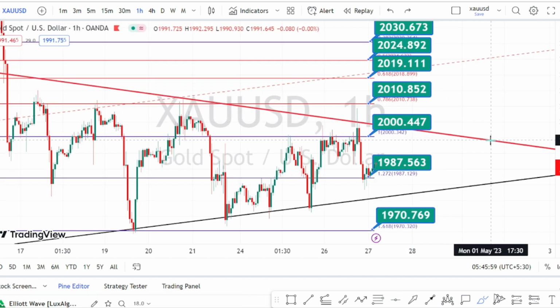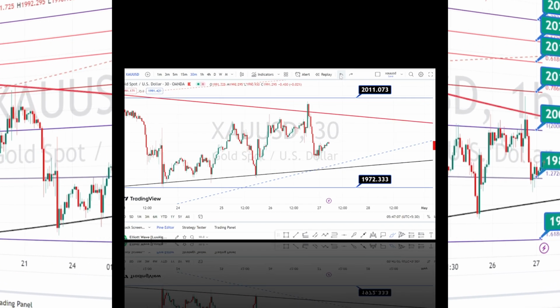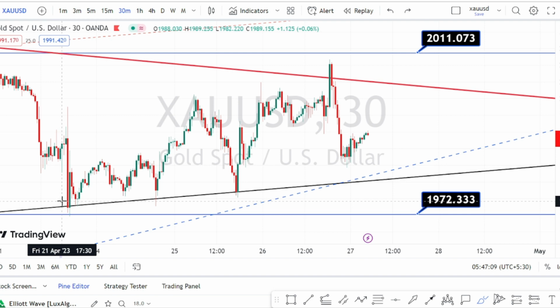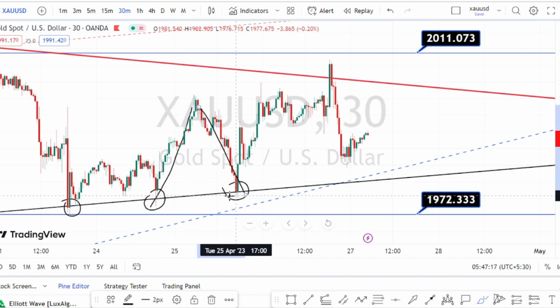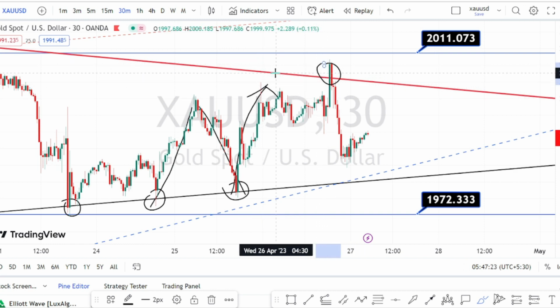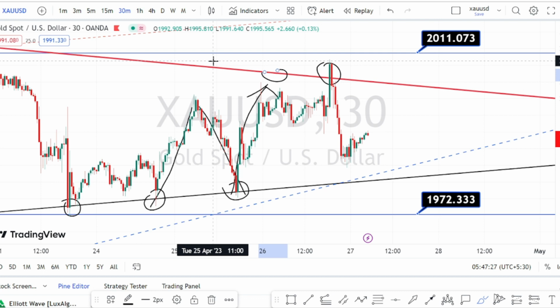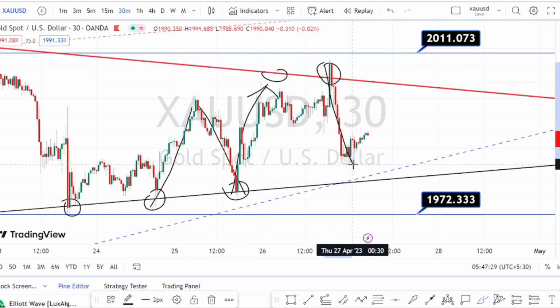Let us mark the support and resistance levels for 30 minutes time frame. I am in 30 minutes time frame, and every time the price action takes this support line of the bullish channel pattern from the daily time frame, we are noticing the price action to bounce back on the bullish side retracement. Again, we have noticed the price action to bounce back from the resistance line of the 4 hours time frame on the bearish side retracement.